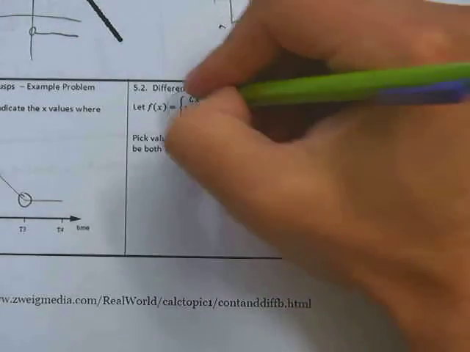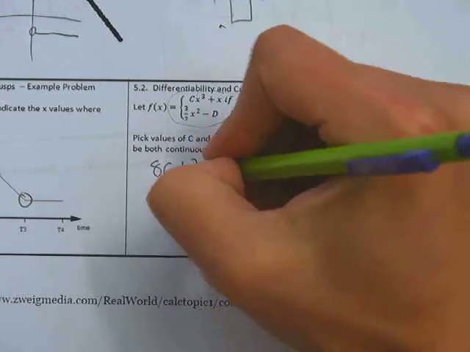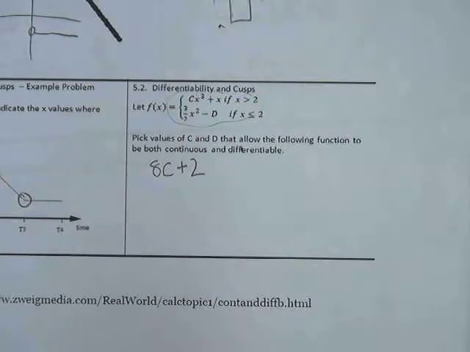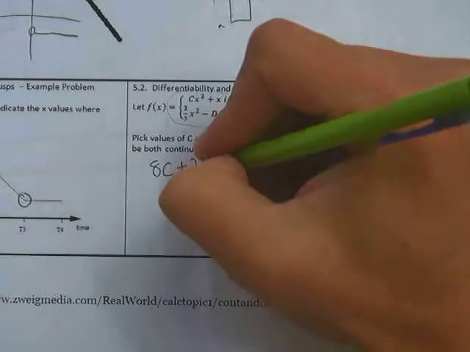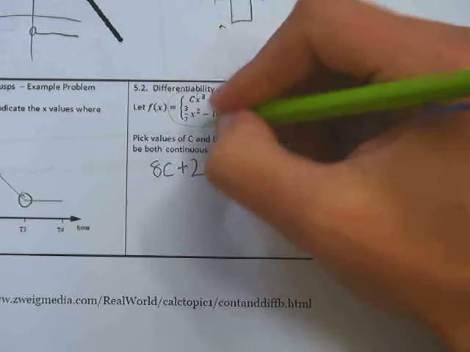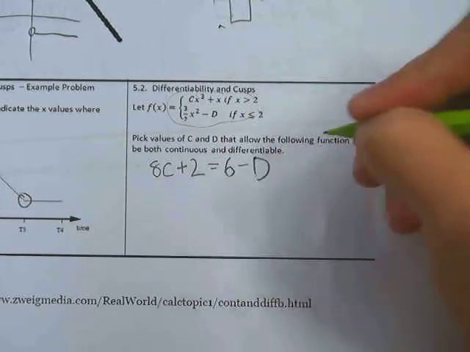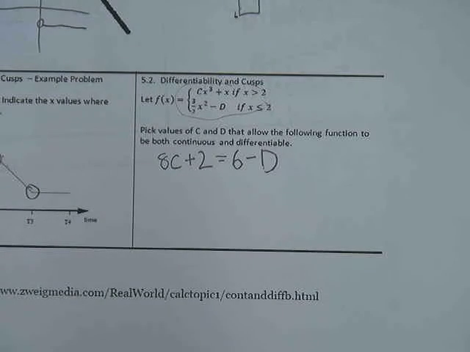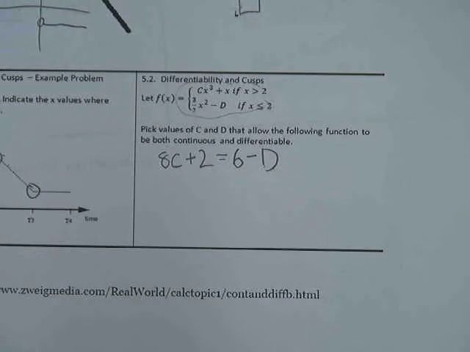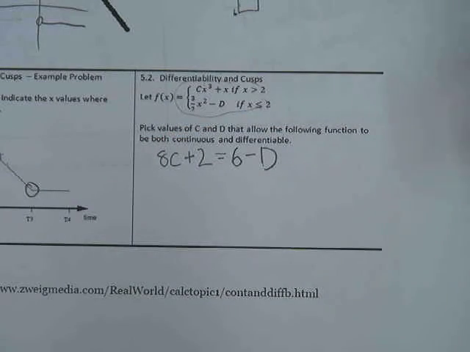So we're going to have two different sets of two functions, or two equations, two unknowns, that sort of thing. We plug in 2 into these, and we get 8c plus 2. And we need them to match, because for something to be differentiable, it also has to be continuous, so those values need to match. 8c plus 2 equals 6 minus d. All right, one equation, two unknowns, no good. But we have the other information where the derivatives also need to match.